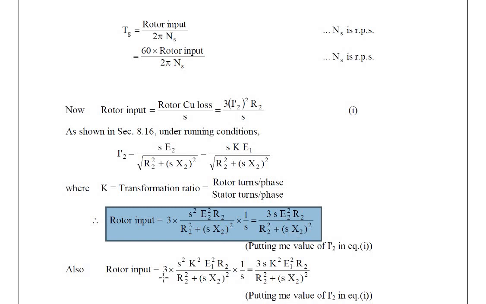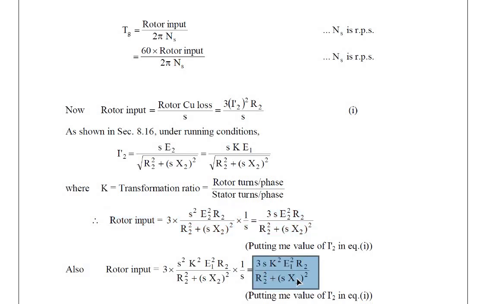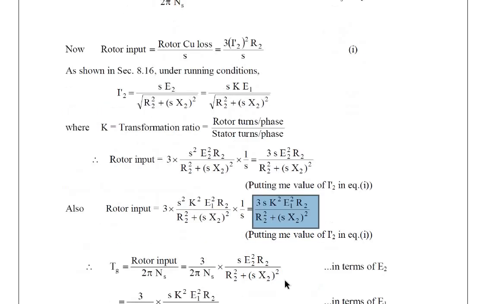Okay. Also in terms of E1, this is in terms of E2. Simply put the value of E2 equal to KE1 in this equation, we will get the answer in the form of E1. So this equation will become 3S K square E1 square R2 divided by R2 square plus SX2 whole square. This is the simple equation of the rotor input.